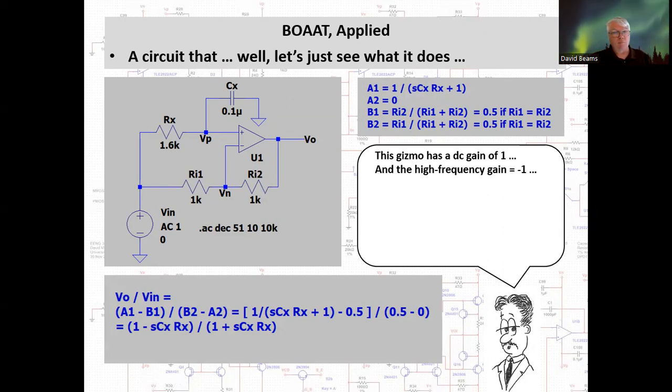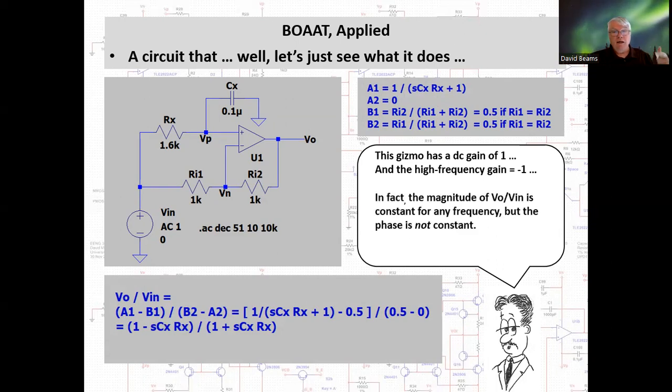Interesting. As a matter of fact, at any frequency, the magnitude of V out to V in is constant because the magnitude of the numerator is always the same as the magnitude of the denominator at any frequency, but the phase is not constant. The phase of the numerator is opposite that of the denominator, and they are frequency dependent. So this is what we call an all-pass network. Constant magnitude response, but a shifting phase with respect to frequency.